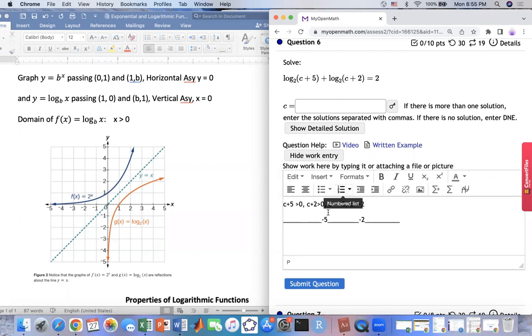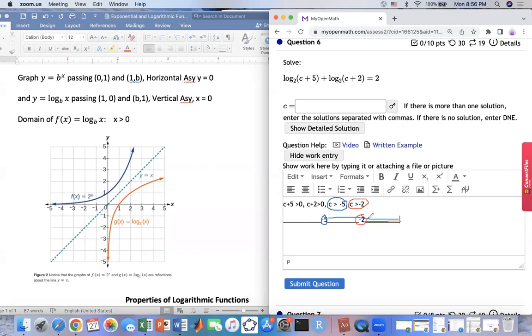Now I want c greater than -5, so I'm going to shade from here all the way this way. That's for c greater than -5. I don't want this point, so it will be a hole right here. Then the second one, c greater than -2: I shade from here all the way to the right, and I don't take the -2.